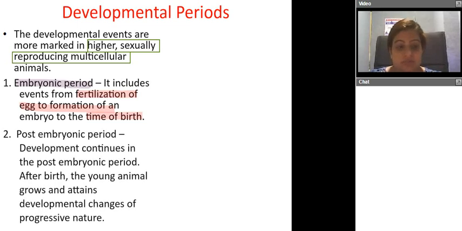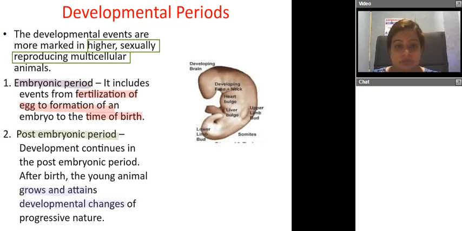And the second one is the post-embryonic period. As the name itself suggests, it continues development after the embryonic period. In the post-embryonic period, the young ones after birth develop, grow and attain various developmental changes. These constitute the post-embryonic period.